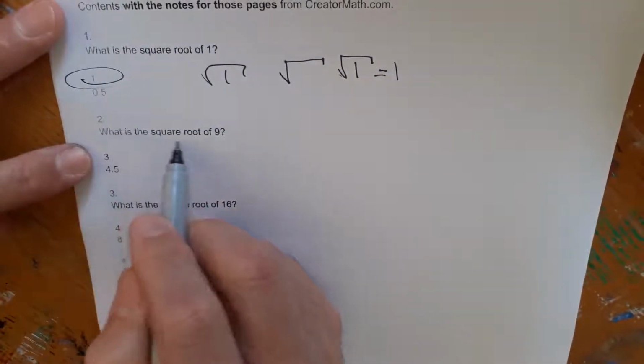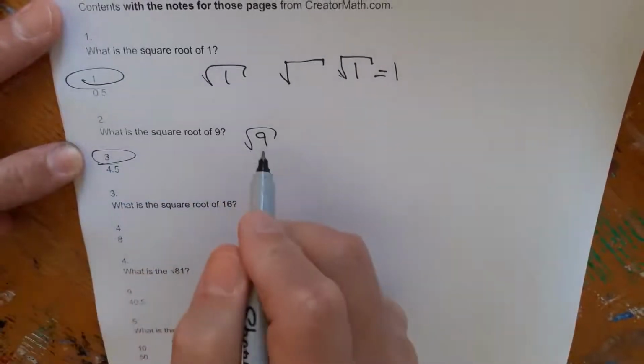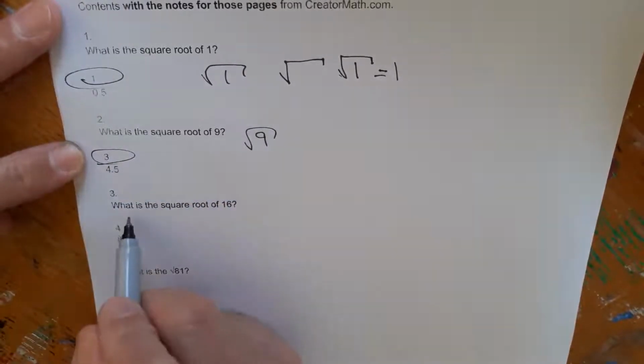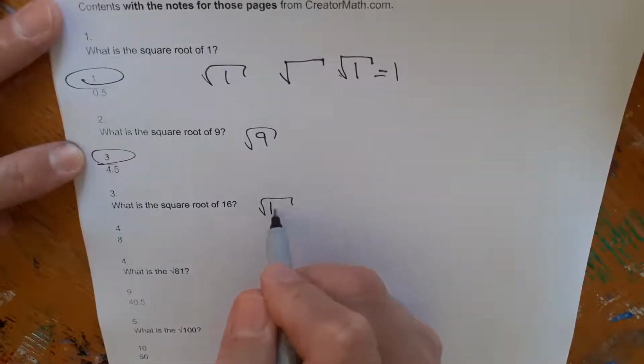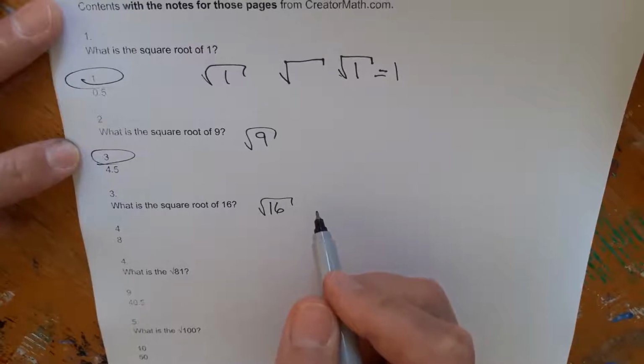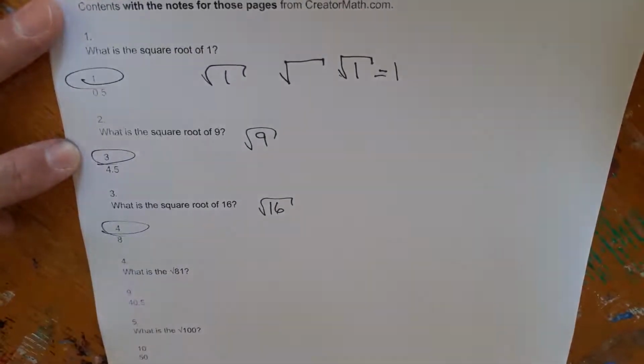All right, what is the square root of 9? The square root of 9 is 3, because 3 times 3 is 9. What is the square root of 16? And remember, this is a review lesson, so a lot of you are going to say, yeah, I know all about this, right? And that's great. That's the whole point of a review lesson. You can go right through it and say, oh yeah, this stuff is easy. 4 times 4 is 16.